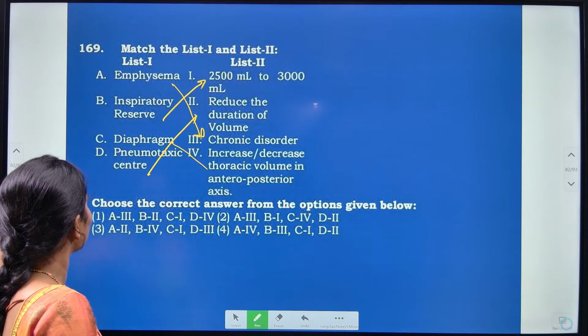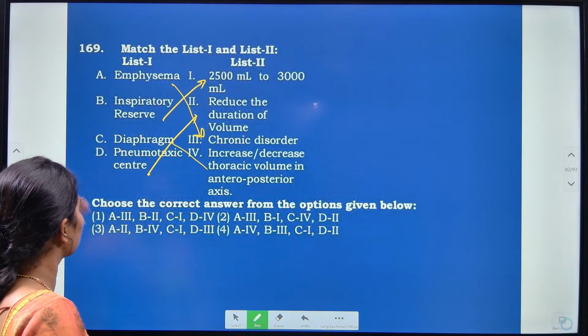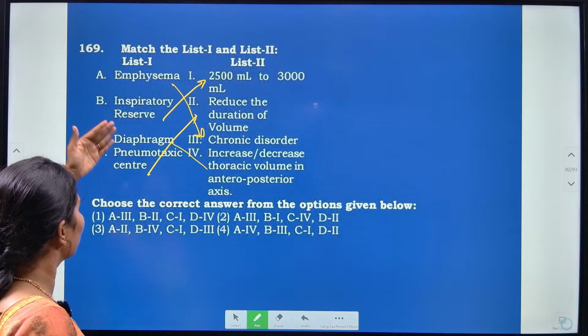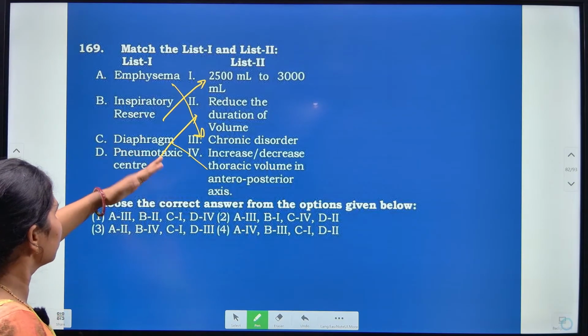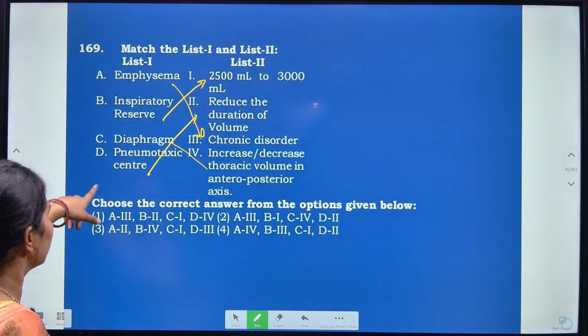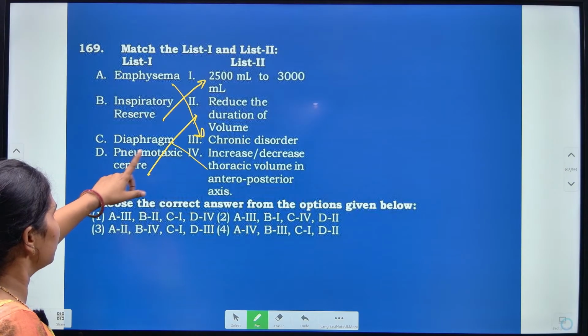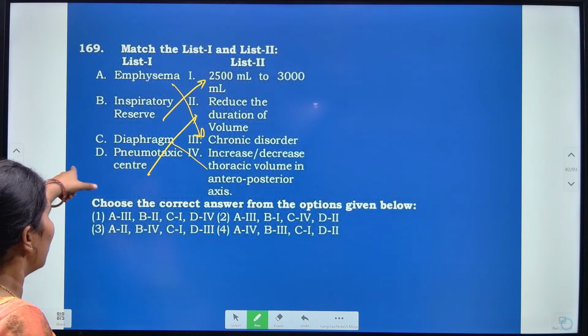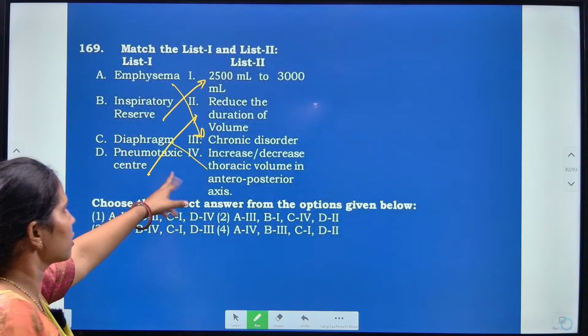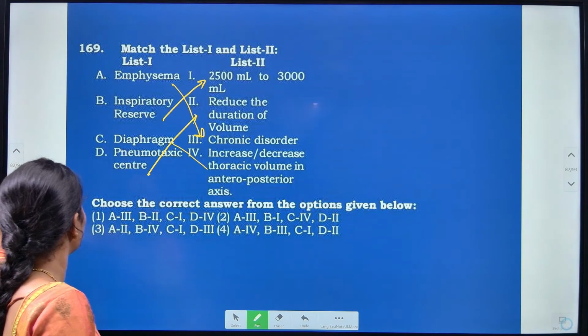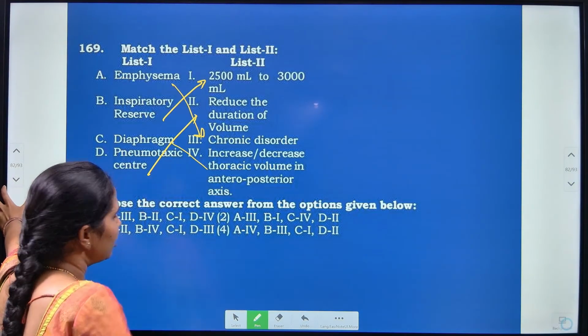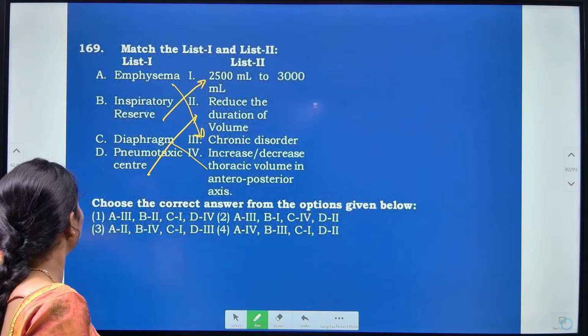So according to this, emphysema, that is a chronic disorder, inspiratory reserve volume will be what? 2500 to 3000 ml. Then the pneumotaxic center is going to help reduce the duration of the volume, and the diaphragm is going to increase or decrease the thoracic volume in the anterior posterior axis here. So I have matched, you just click the option given below.